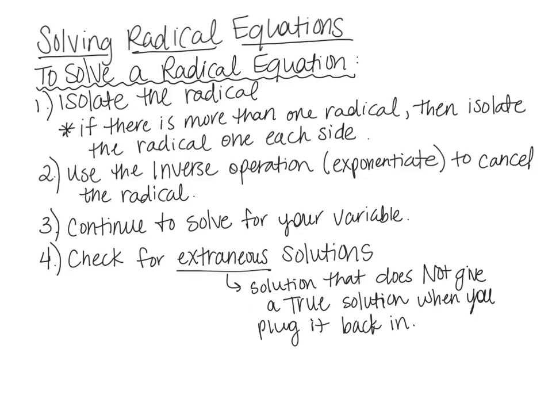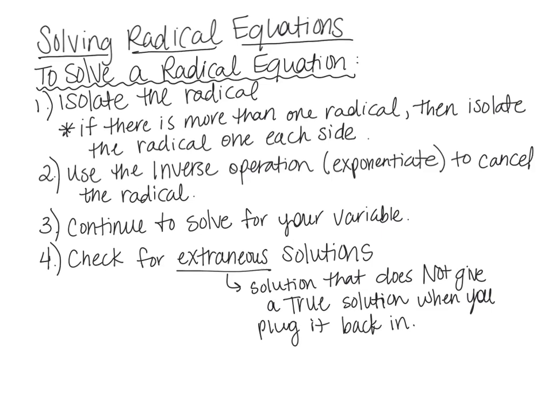All right, in this video, we want to review solving radical equations. To solve a radical equation, the first thing that we want to do is isolate the radical. So we want to get that radical symbol all by itself. If there happens to be two radical symbols, then I need to get one radical on each side of the equal sign. Okay, so I'd isolate it on both sides.